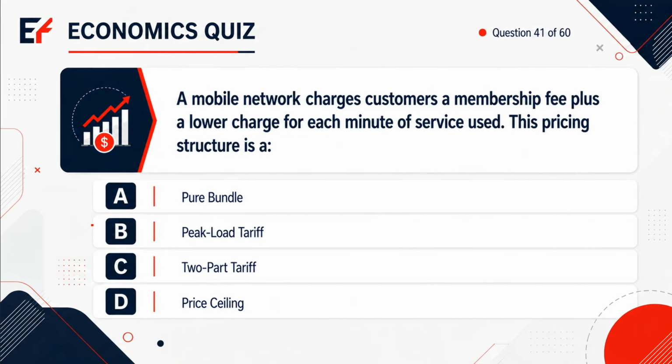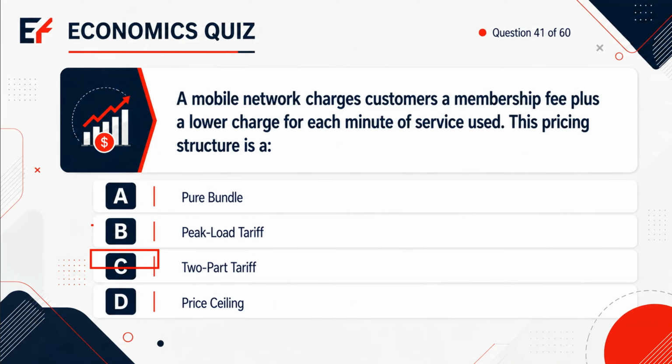Question 41. A mobile network charges customers a membership fee plus a lower charge for each minute of service used. This pricing structure is a A. pure load tariff, B. peak load tariff, C. two-part tariff, D. price ceiling. The correct answer is C.